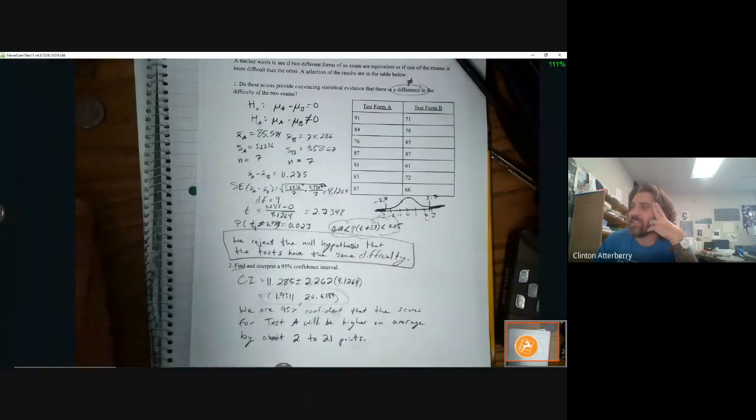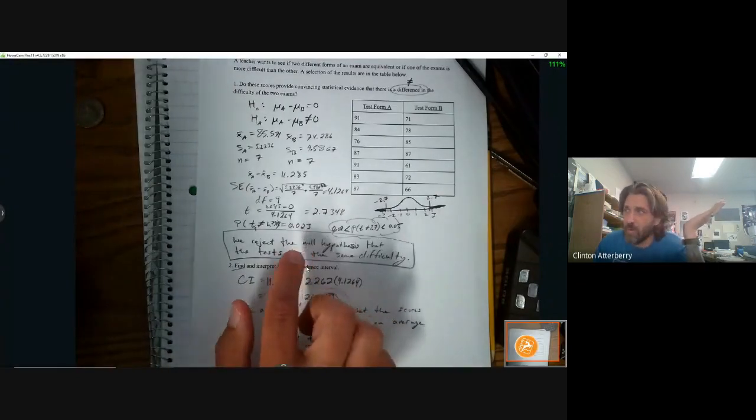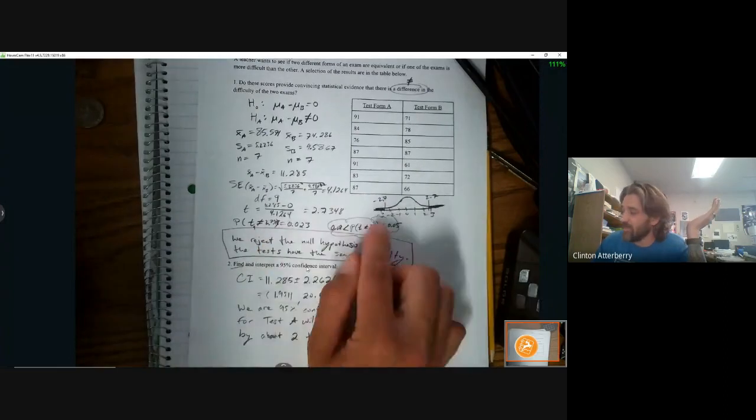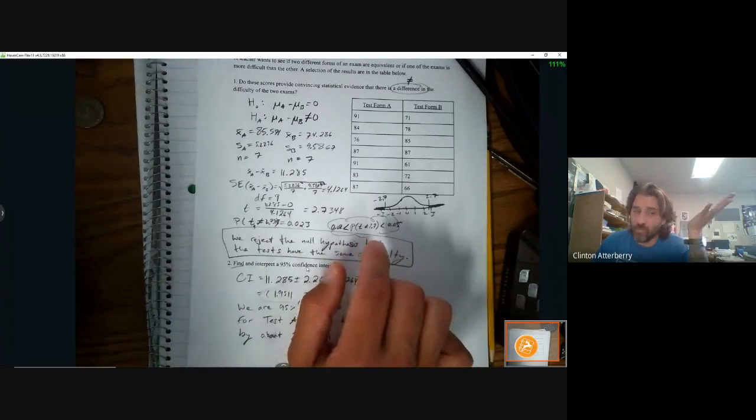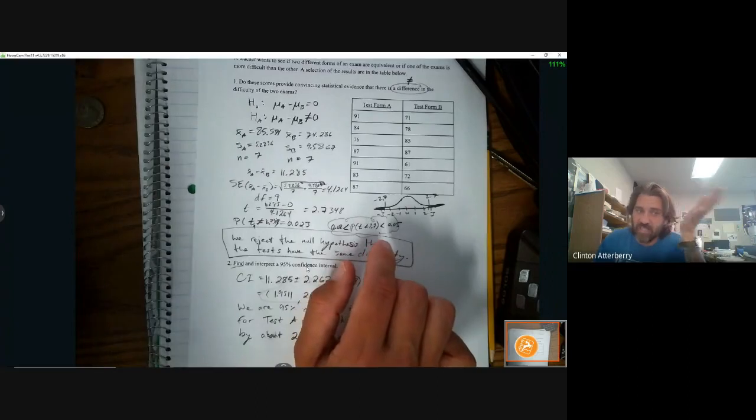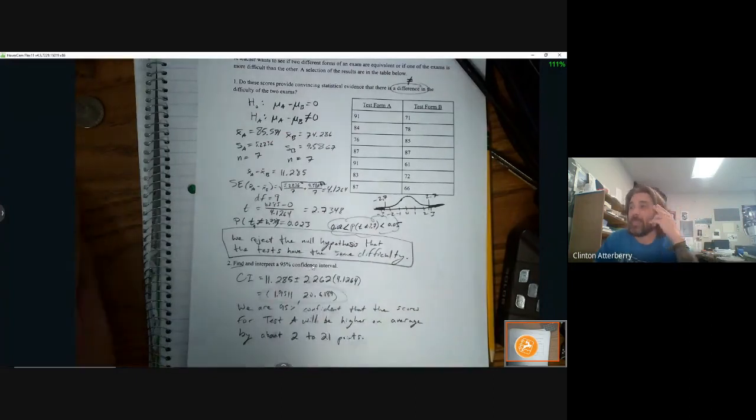All right, and then it says to make a decision. We reject the null hypothesis because this number is less than 0.05. Remember, we want this number here to be less than 0.05. If it is, we reject the null hypothesis. If it's 0.05 and higher, we fail to reject. We don't reject. We kind of say, well, they might be the same. We don't know yet. We need more information. Okay, that's usually the general answer.